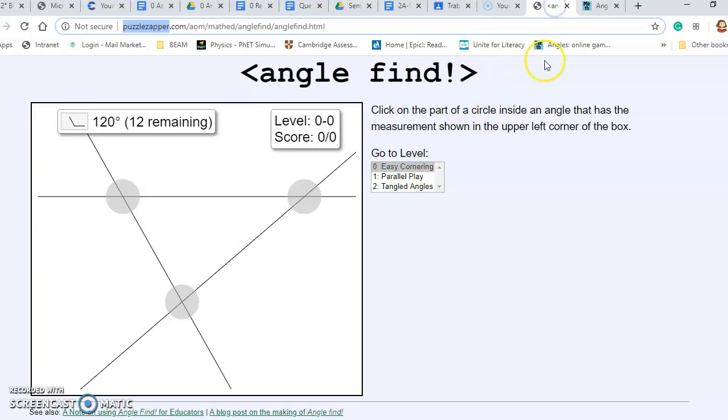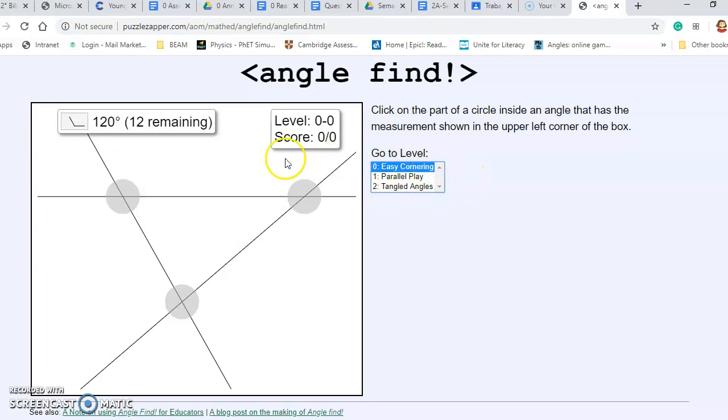How do you play this part? We're going to play only the first part. If you are willing to do the first and the second part, it's okay. What is the idea? You have here the angle, in this case is 120 degrees.